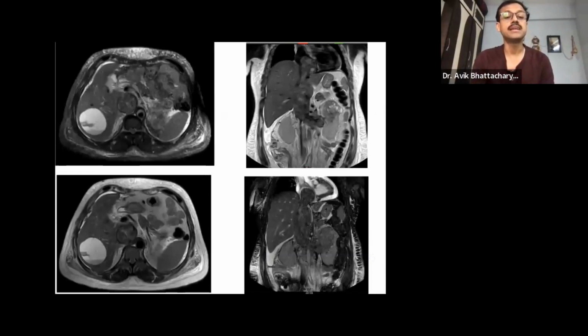Here, in this particular case, you could see two lesions. One lesion is situated in the liver right lobe. You could see a hyperintense lesion in the T2 weighted image. In all our MRI images on T2 weighted sequence, the fluid containing structures appear bright or white.